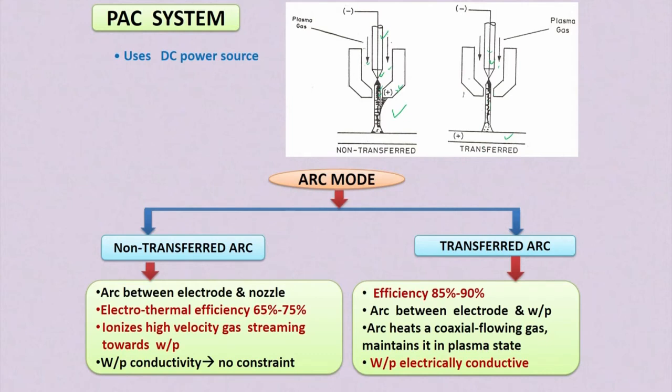The electrothermal efficiency of this transfer mode is higher than the non-transfer mode. Here it is 85 to 90% for the transfer mode of the plasma arc nozzle. The arc is generated between the electrode and the workpiece, and the arc heats this coaxial flowing plasma gas and maintains it in a plasma state. Here the workpiece is electrically conducting. So these are the two arc modes: one is the non-transfer and the second is the transfer arc mode.